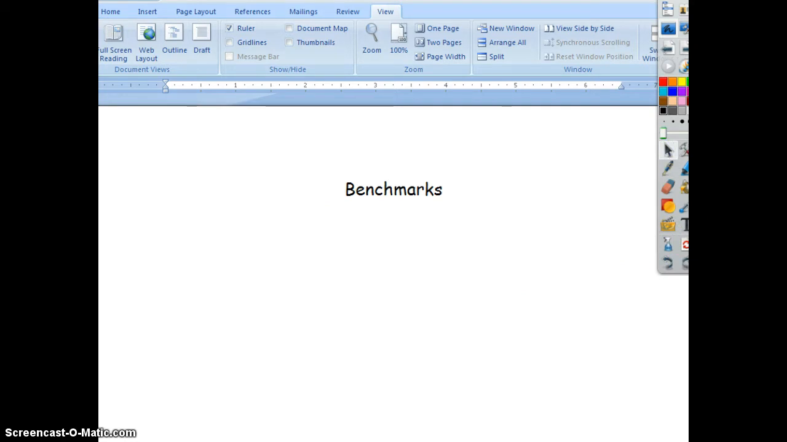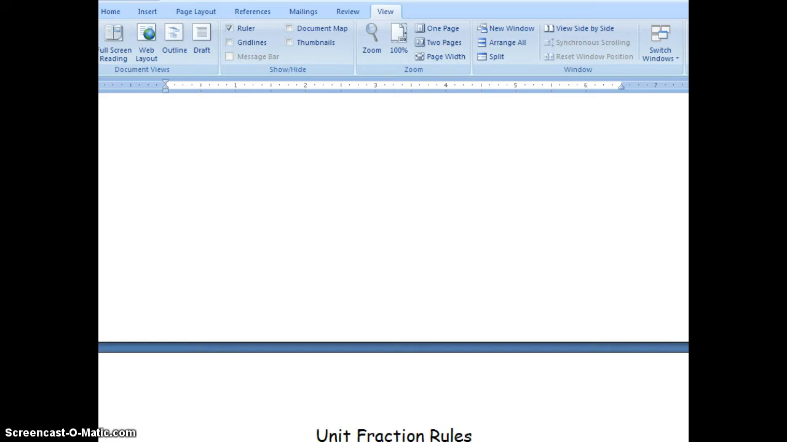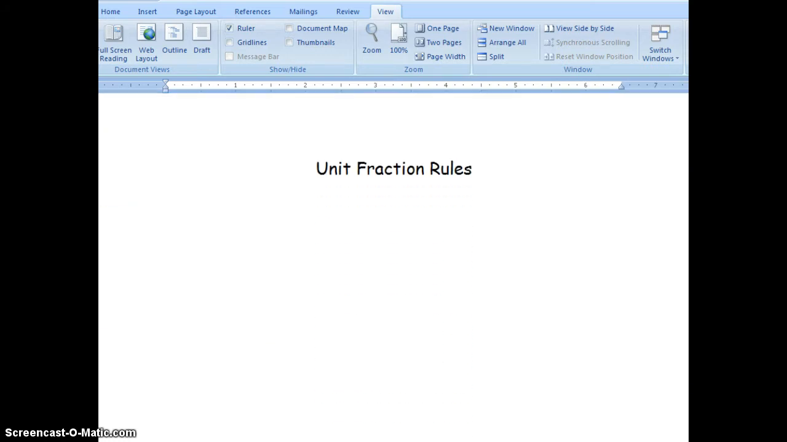Okay, and let me scroll on down. Another way that we can do this would be by looking at unit fraction rules. Unit fractions are those fractions that have 1 as the numerator, and then the denominator can be anything.